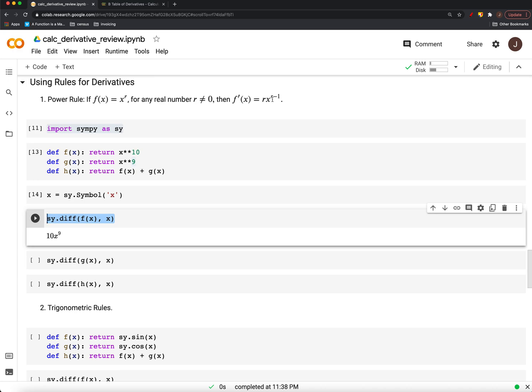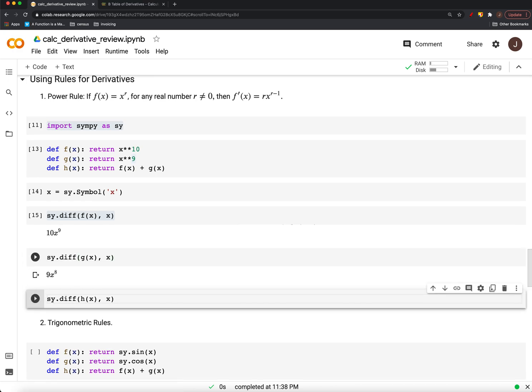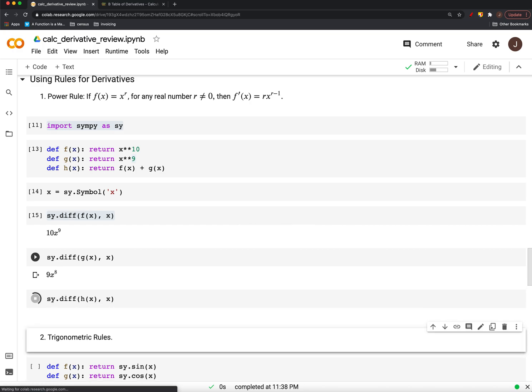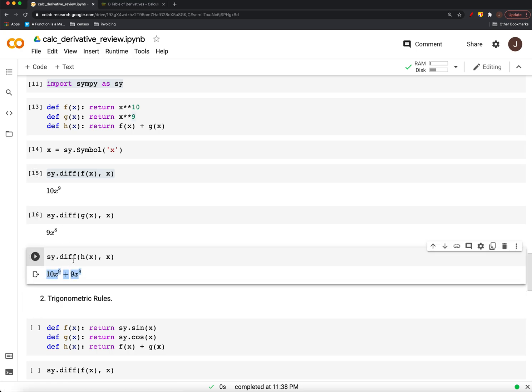sure enough, we get what follows from that rule, right? The derivative of x to the 10th is 10x to the 9th. We'll bring that power down, bring 10 down, subtract 1. The derivative of x to the 9th turns out to be 9x to the 8th, and the derivative of x to the 10th plus x to the 9th is just the derivative of f plus the derivative of g, right? It's just the derivative of each of them added together. And this also is a general rule for our derivatives. In other words, the derivative of a sum is the sum of the derivatives.